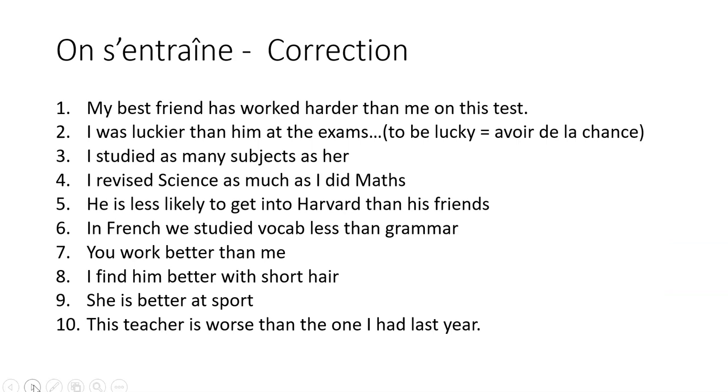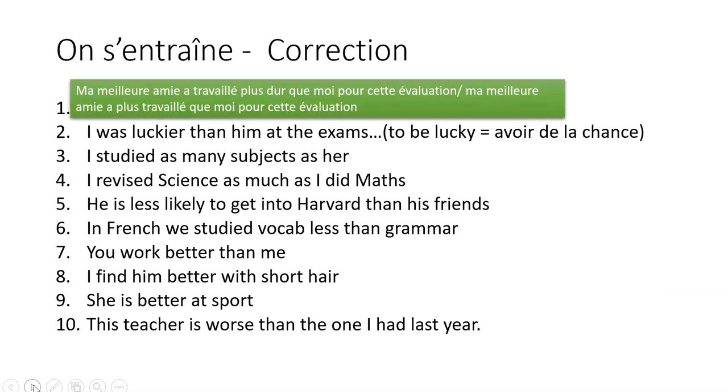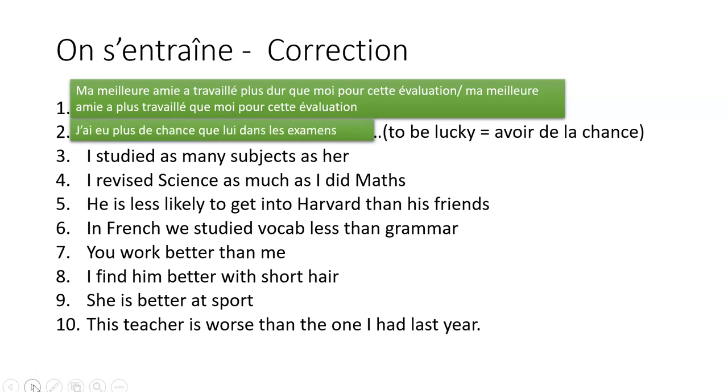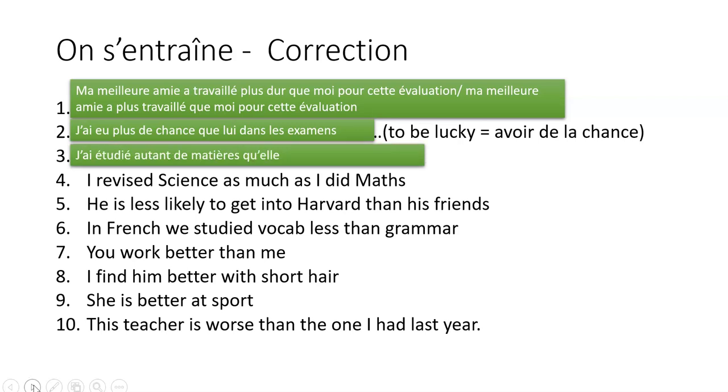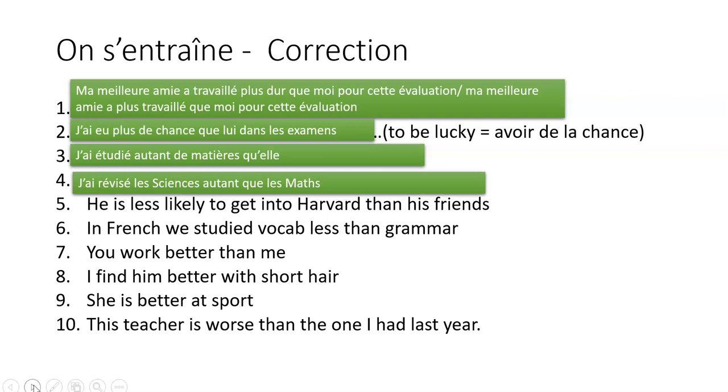So my best friend has worked harder than me on this test. I'll give you a couple of translations possible. Ma meilleure amie a travaillé plus dur que moi pour cette évaluation, or ma meilleure amie a plus travaillé que moi pour cette évaluation. Both are absolutely correct. J'ai eu plus de chance que lui dans les examens. Okay, plus de, it's quantity here. J'ai étudié autant de matières qu'elle. Matière is a noun, so we need autant de. J'ai révisé les sciences autant que les maths, as much as.